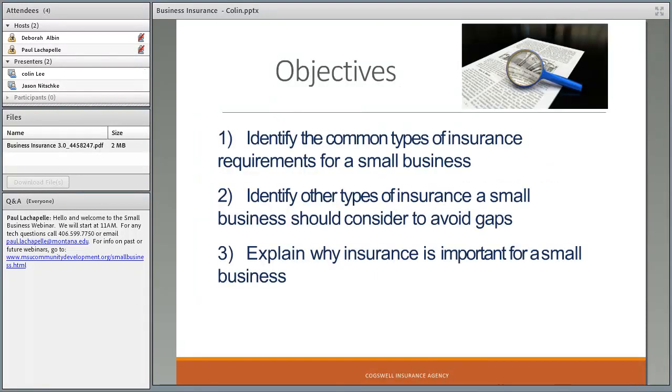So we'll get started here. We have some objectives today. We'll identify the common types of insurance requirements for a small business. We'll identify other types of insurance for a small business. So when you meet with your agent and you're discussing your business, there are some common insurance types, very standard stuff. And then there's stuff that's a little bit outside the box, maybe some gray areas. It might be something you need, it might be something that you don't need, and so those are all important conversations to have with your agent. And then we'll explain the importance of insurance for a small business.